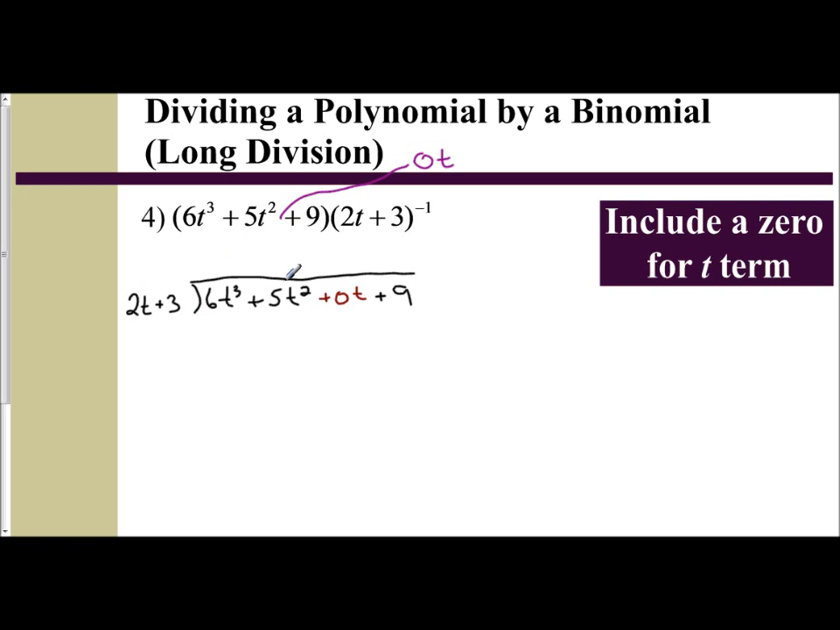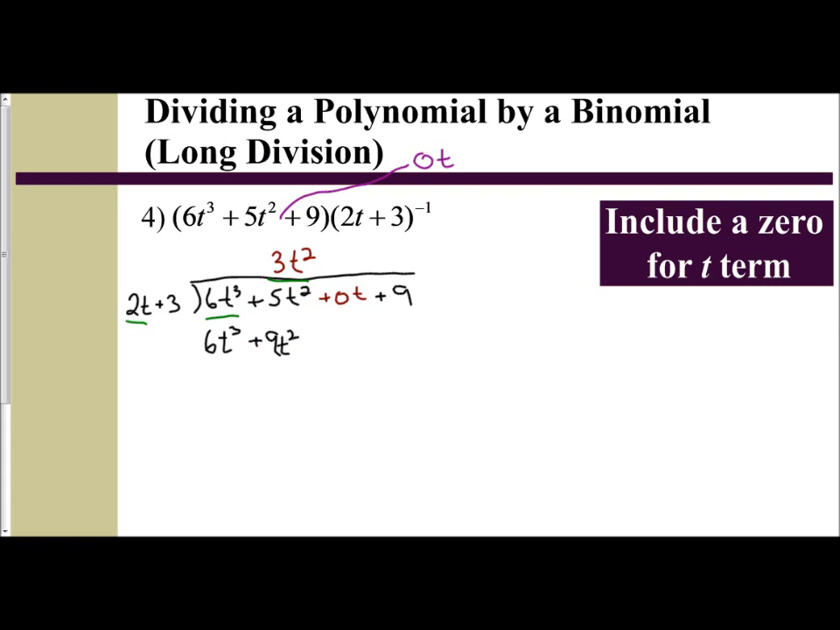Two terms, my first answer is going to go over my second term. And I'm trying to eliminate the most possible. So what do you multiply 2t by to get 6t cubed? And that is going to be a 3t squared. Distribute it. You have 3t squared times 2t, that's 6t cubed. 3t squared times 3 is going to be 9t squared.